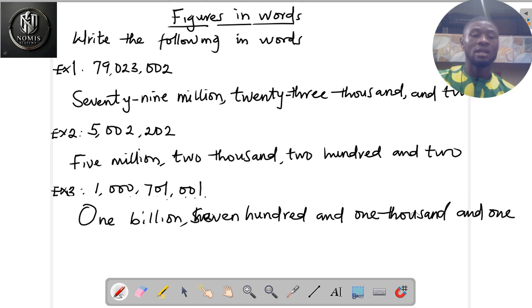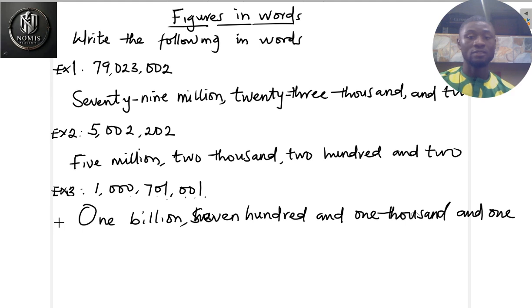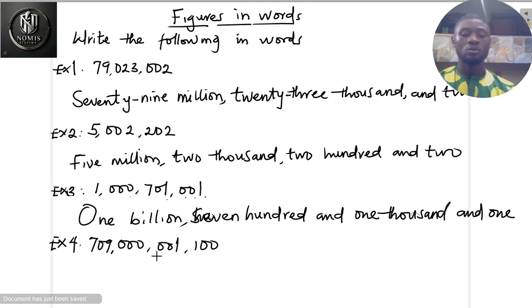Let's take the last example and see how difficult writing figures in words can be, and how careful you should be so that you answer it correctly. Example number 4. In this case, I have 709,000,001,100. So what do we have in this case now? We have 100 of billions. So how do I get to do this? I'll begin from the left hand side as usual.